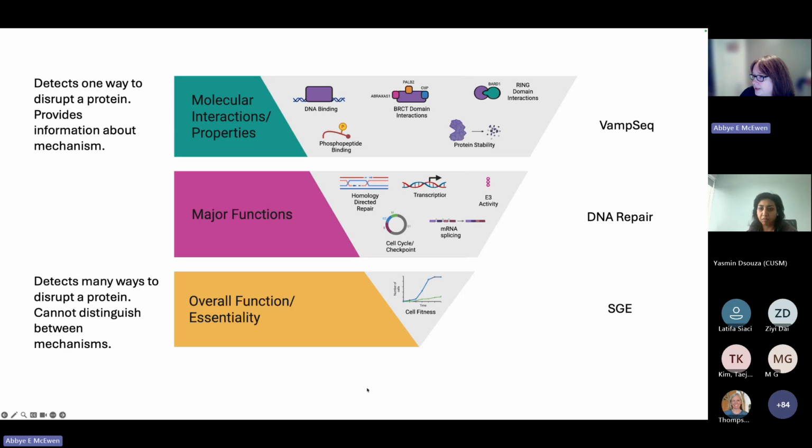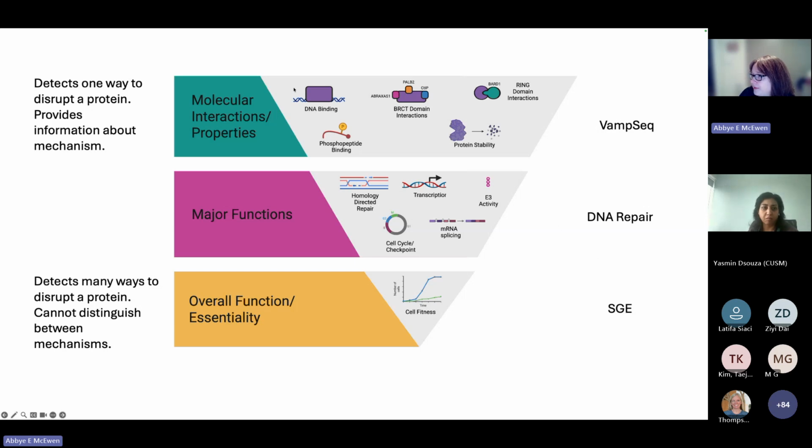I like to think about this as a pyramid. Up here at the top, we have all the tiny little molecular interactions or protein properties that you need for anything to happen with that protein in the cell, or for a specific function to happen within the cell. This could be something like protein stability, interaction with other proteins, interactions with DNA, etc.